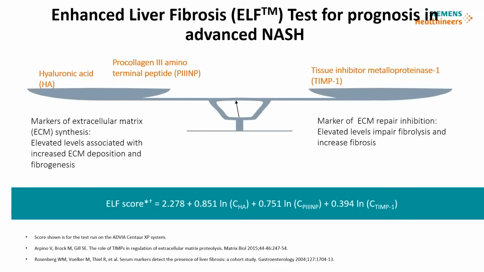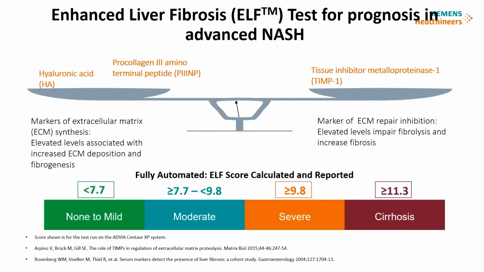Next slide. And this is how we interpret the ELF. So if the ELF is less than 7.7, this indicates the absence of significant fibrosis. So you can have NASH, but typically it's F0, F1, but definitely not F2 if you're less than 7.7. If you're between 9.8 and 11.3, this is your F3 fibrosis. And then more than 11.3, this is cirrhosis. Between 7.7 and 9.8, this is kind of like the indeterminate zone, typically consistent with F2 or higher. Next slide.